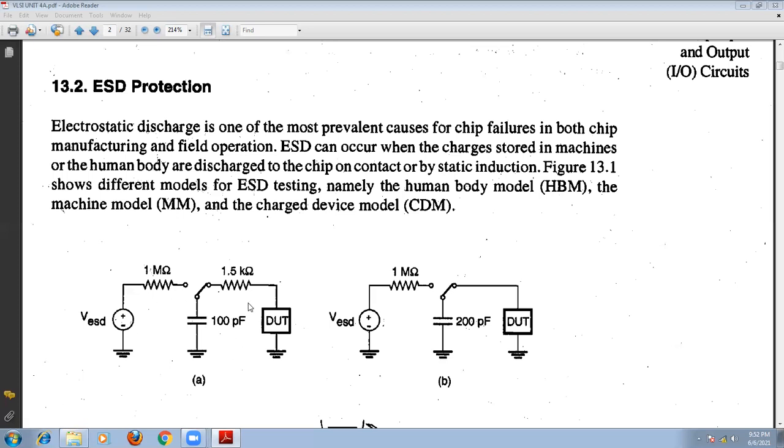So remember here, we are going to model a human body by using a 100 picofarad capacitor and a 1.5 kilo ohm discharge resistor, and this is the source of the signal, the source of the circuit. That means we are going to model the human body by using a capacitor in the laboratory with a 1 mega ohm resistor and a supply voltage. Therefore, when the switch is here, the capacitor charges. When the switch is connected here, it will discharge like this. So that is called the human body model.